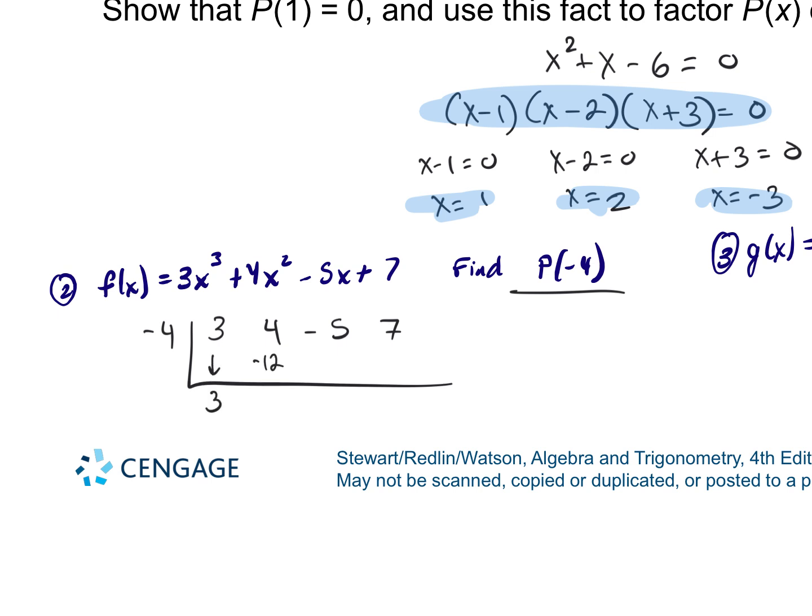So you get negative 12. This is negative 8. Positive 32, positive 27, negative 108, and then we get negative 101. Since they're asking just for the remainder theorem, we can say that P of negative 4 is equal to negative 101, and that will be your solution.